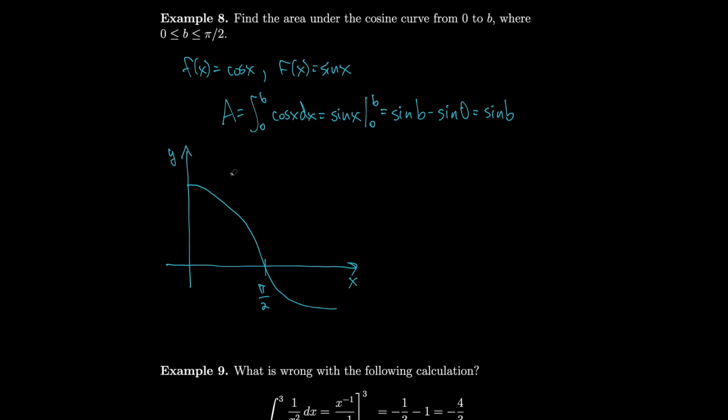So here's y equals cosine x, here's 1, here's 0. That means that if I stop at pi over 2, if I make that b, then the area from 0 to pi over 2 underneath the graph of cosine is just 1. So this area over here is exactly 1. That's really cool, and not the easiest thing to prove without calculus.